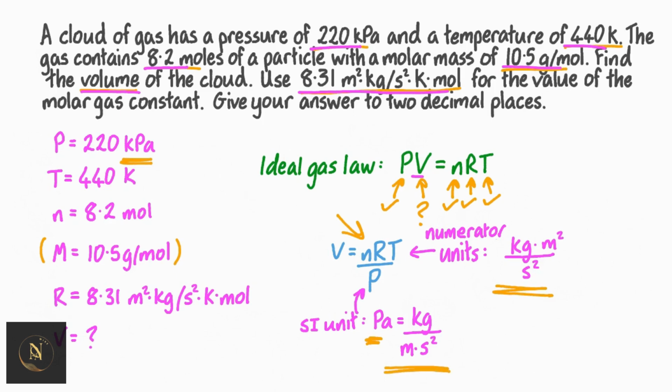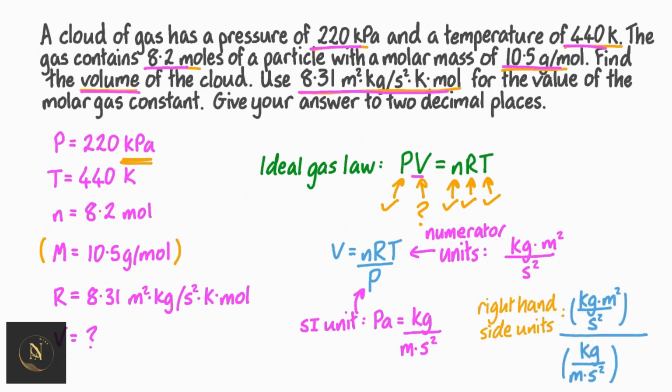The units on the right-hand side of the equation must be equal to the units of the numerator divided by the units of the denominator. Now we see that we can cancel out both the units of kilograms and the units of per second squared. This leaves us with units of meters squared divided by 1 over meters. This can be written more simply as units of meters cubed, which we can then recognize as the SI unit for the quantity volume.